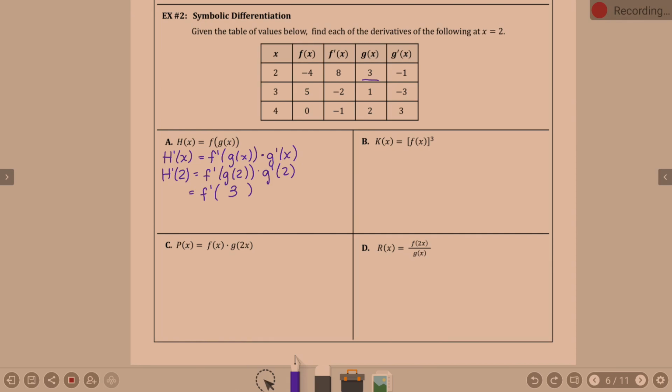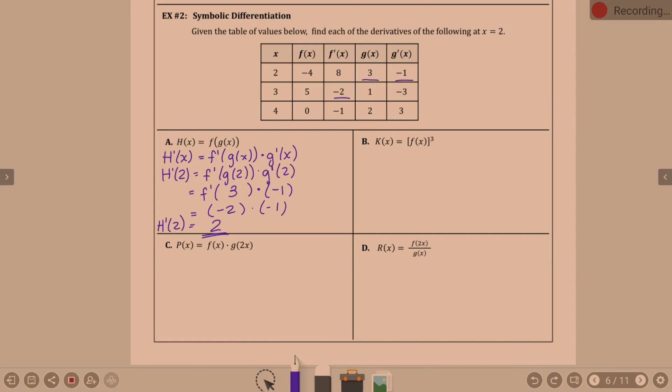G of 2 is 3. And then the other piece, don't let your prime mark get lost. G prime of 2 is -1. So I have f prime of 3 times -1. What's f prime of 3? -2. So -2 times -1 is positive 2. And that is h prime of 2. That's a chain rule, right? When we see a composition, we use a chain rule. We talked about that yesterday. Or day before, one of the two.